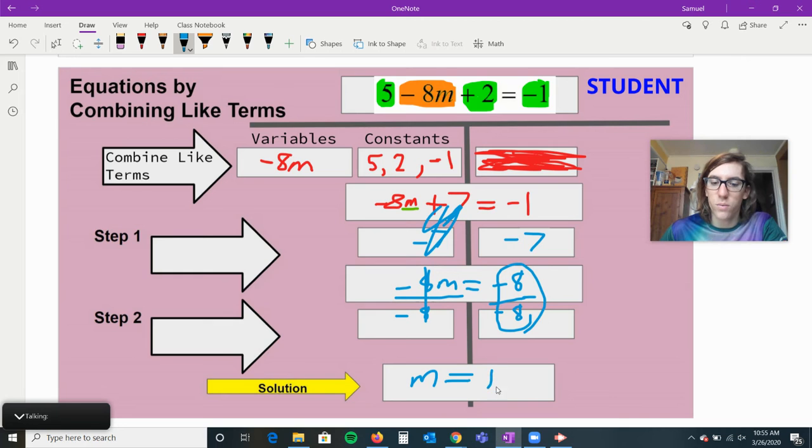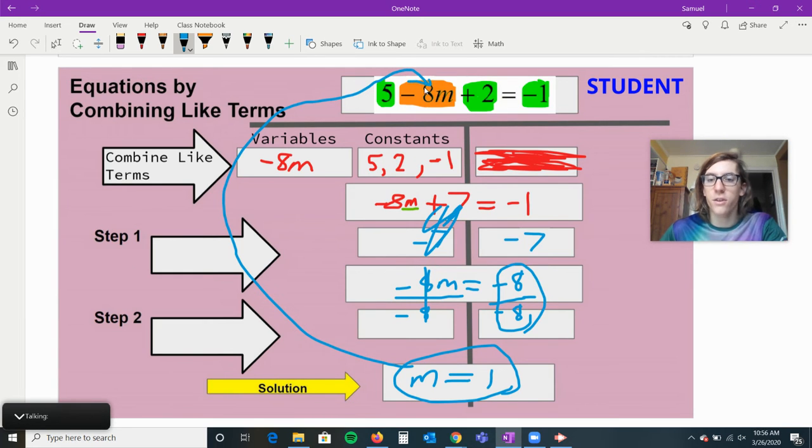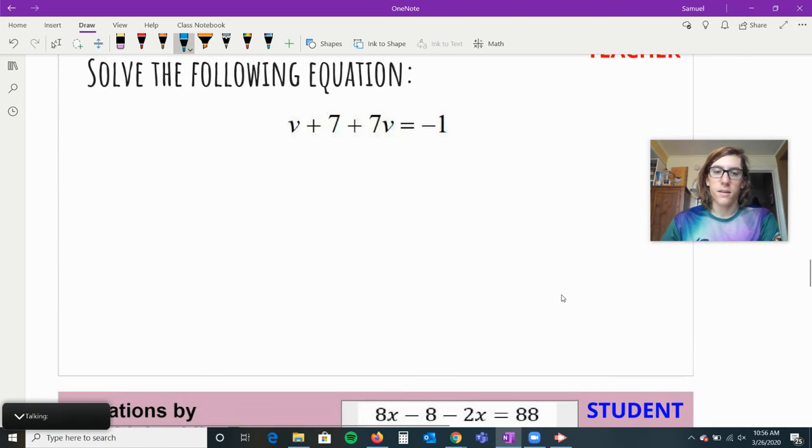So m equals 1. Okay, if you don't believe me, that is okay. You can check in your expression or your equation up here at the top. Plug it in. 1 times -8 is going to be -8. So then you have 5 minus 8 is -3. Plus 2 is going to be -1. So we got it correct. We know for a fact that we've got it correct. Easy to check these.